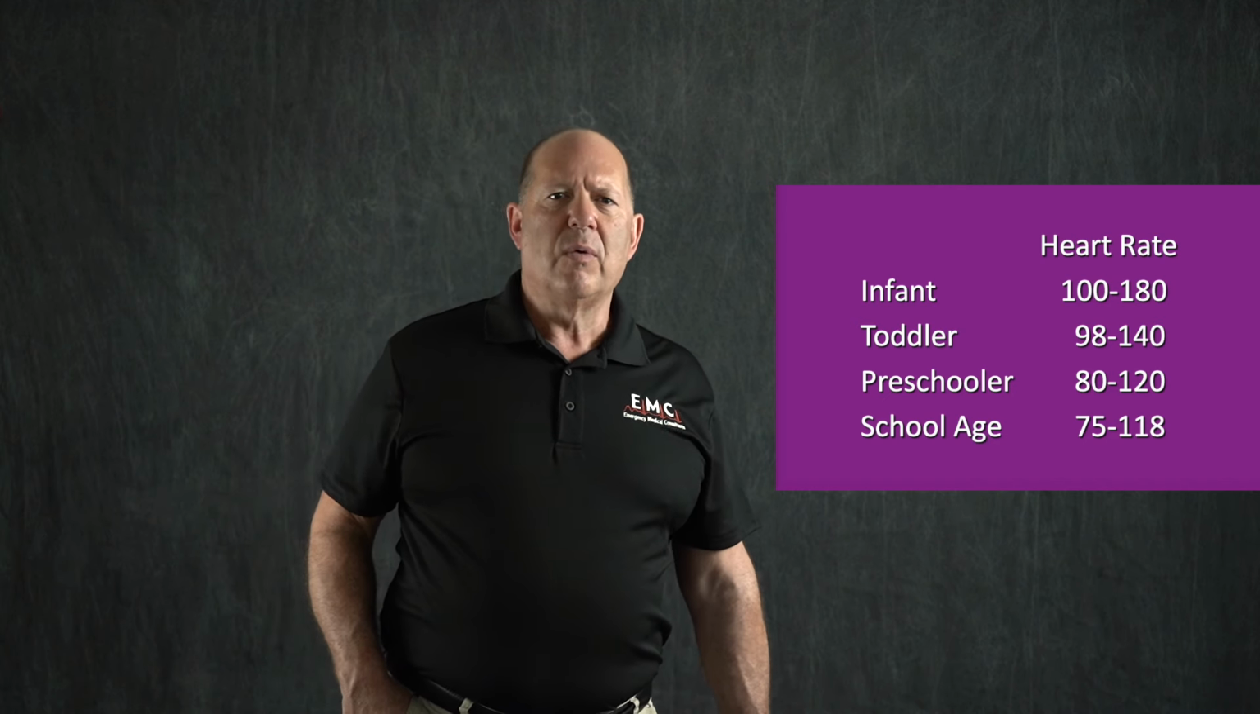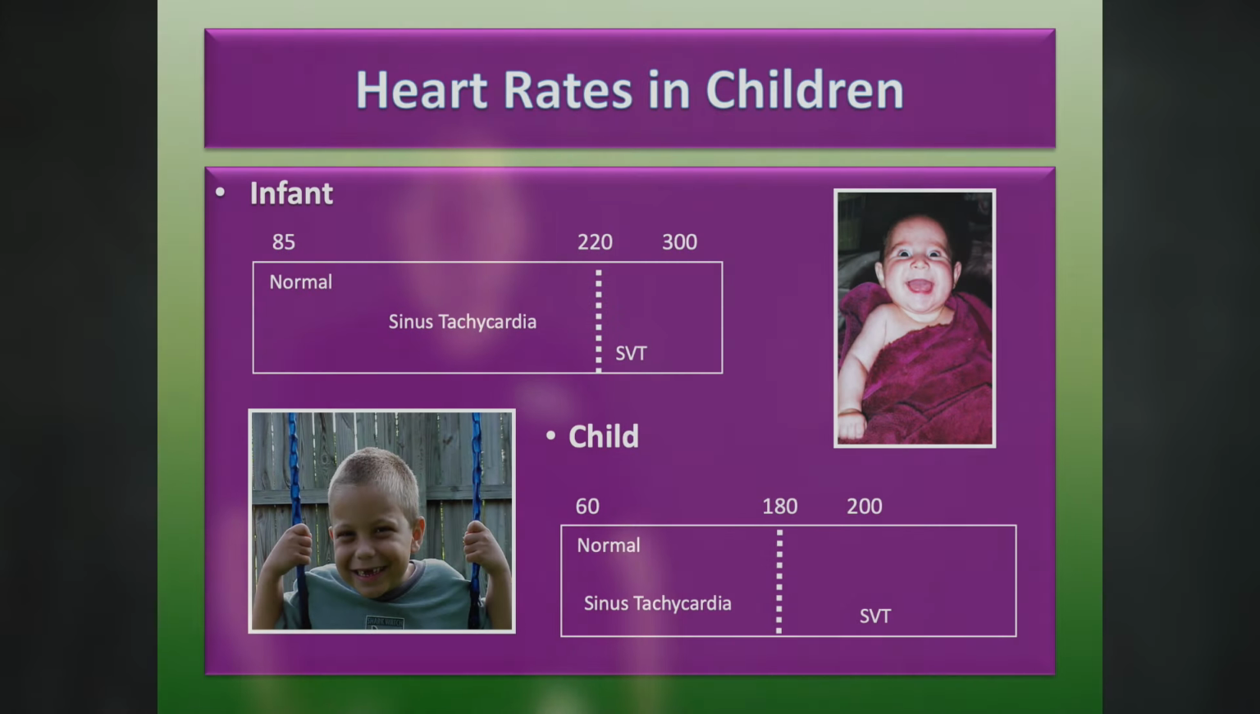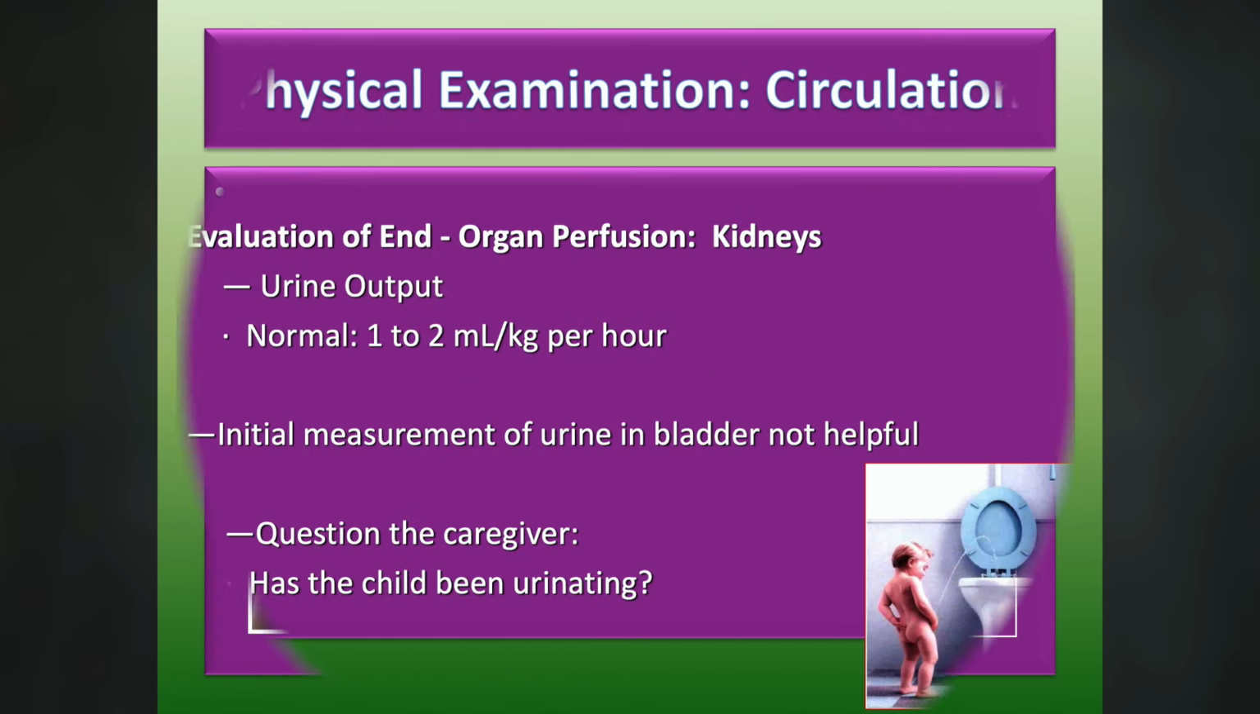So certainly we know that heart rates can be faster, and we need to keep that in mind on these patients. So when we look at heart rates in children, what we say is this: an infant is considered to be in sinus tachycardia until the heart rate goes over 220. Meaning at 220 or greater in an infant up to 1 year old, we might start thinking about SVT. A child is from 1 year old to puberty. We don't start thinking about SVT in those children until the heart rate goes over 180.